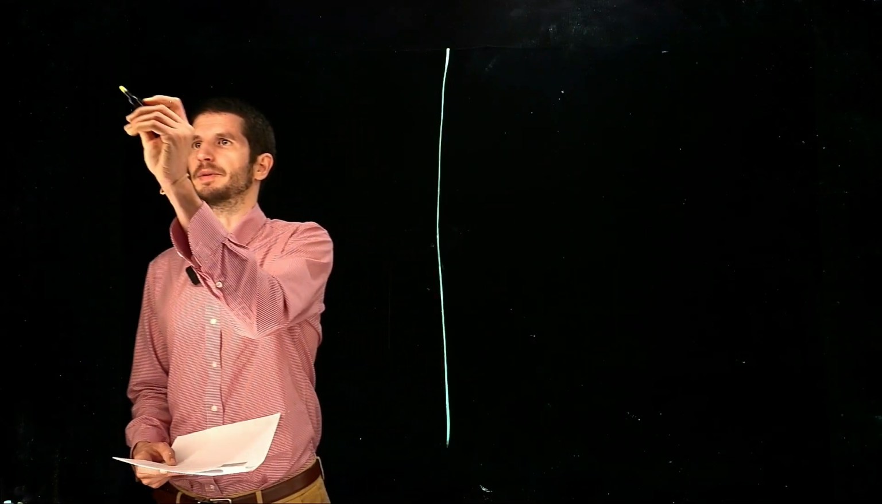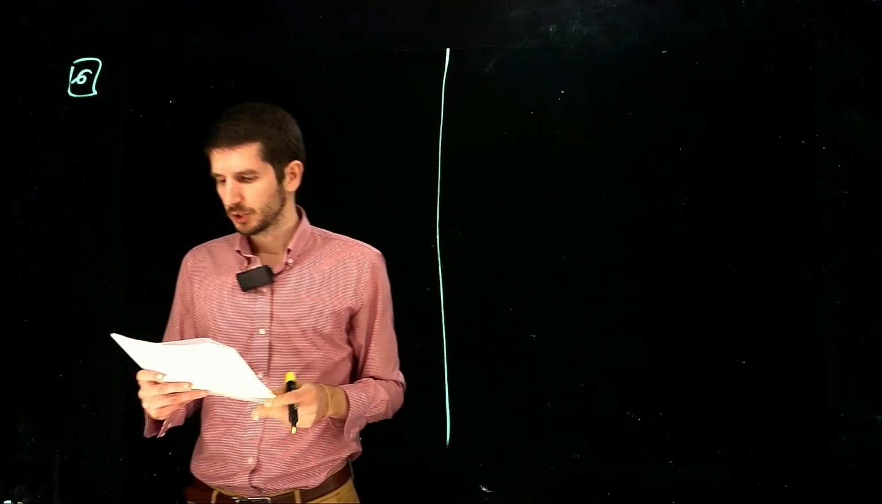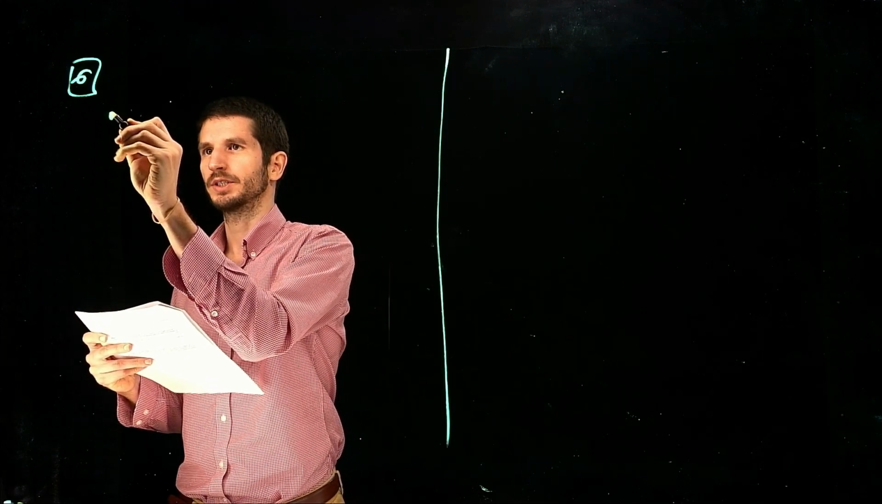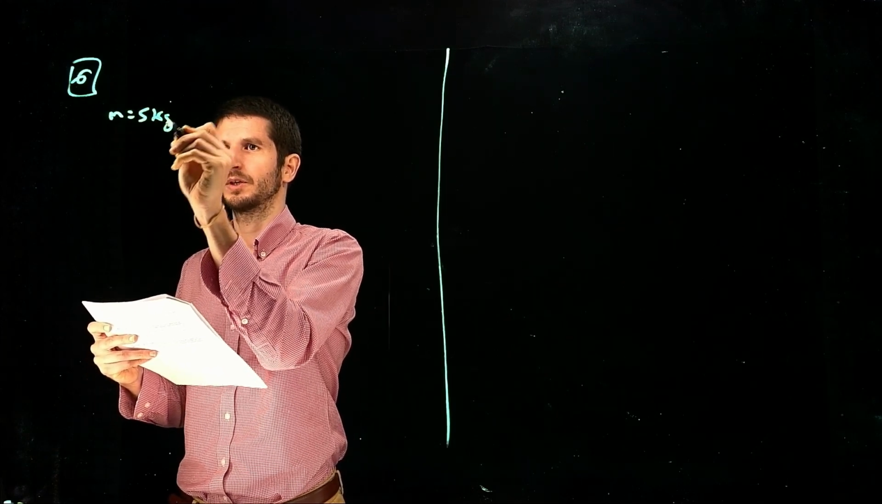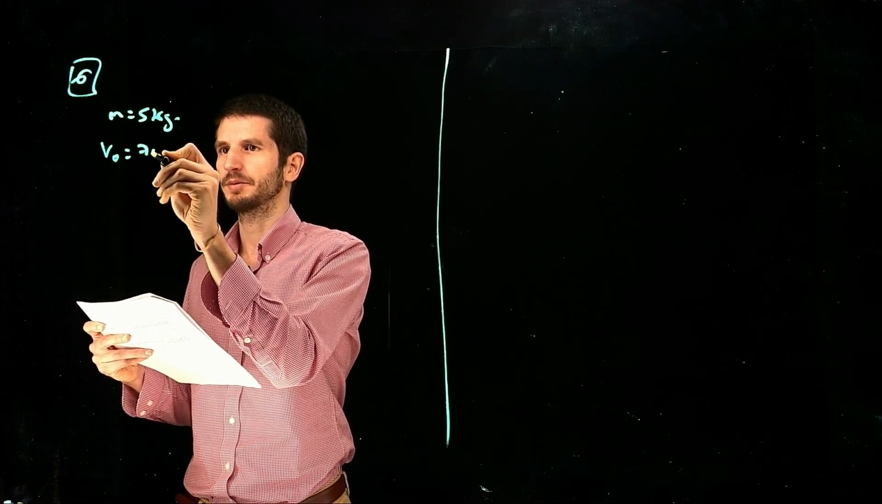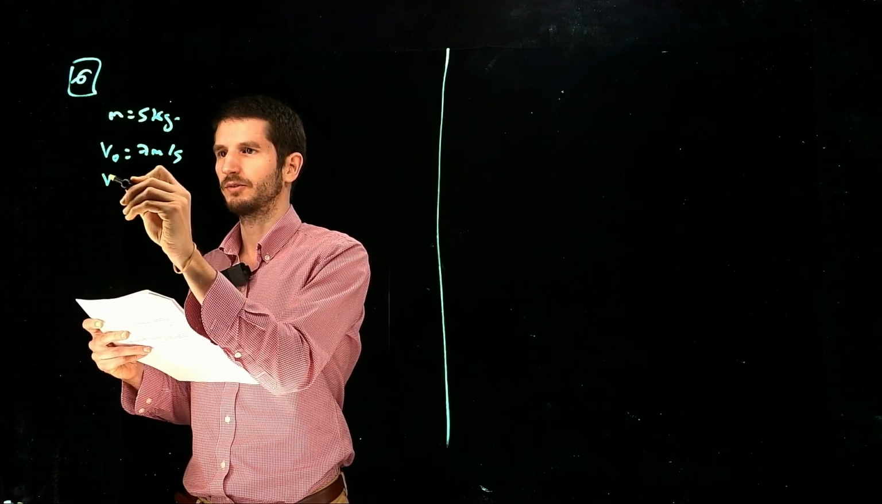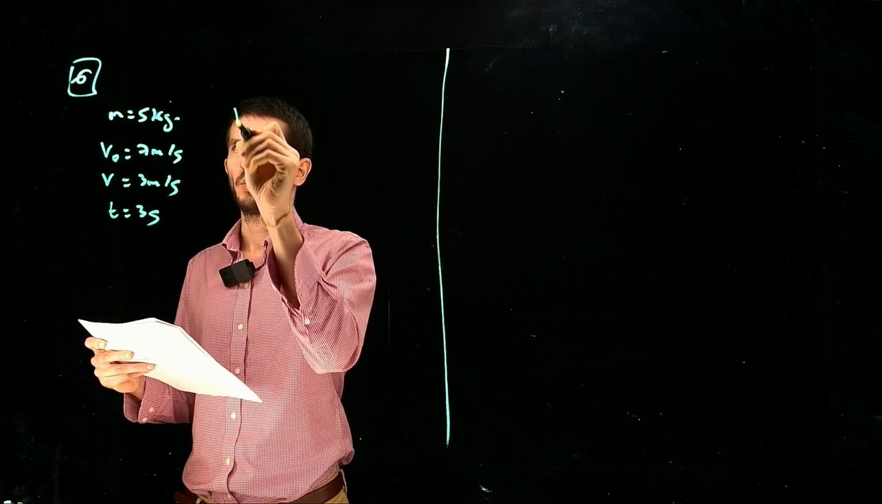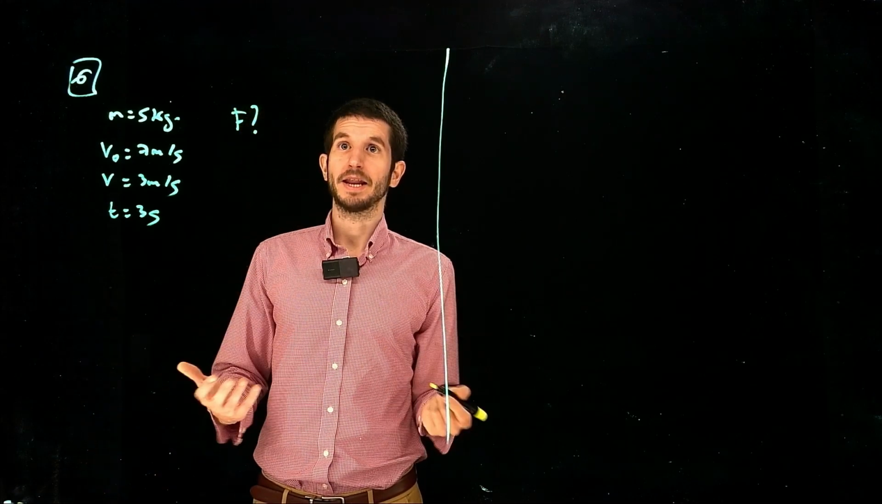So let's see problem number 6. In problem number 6, we said that there is a force acting on a 5 kilogram object that reduces its velocity from an initial velocity of 7 meters per second to a final velocity of 3 meters per second in a time of 3 seconds. What is the force?